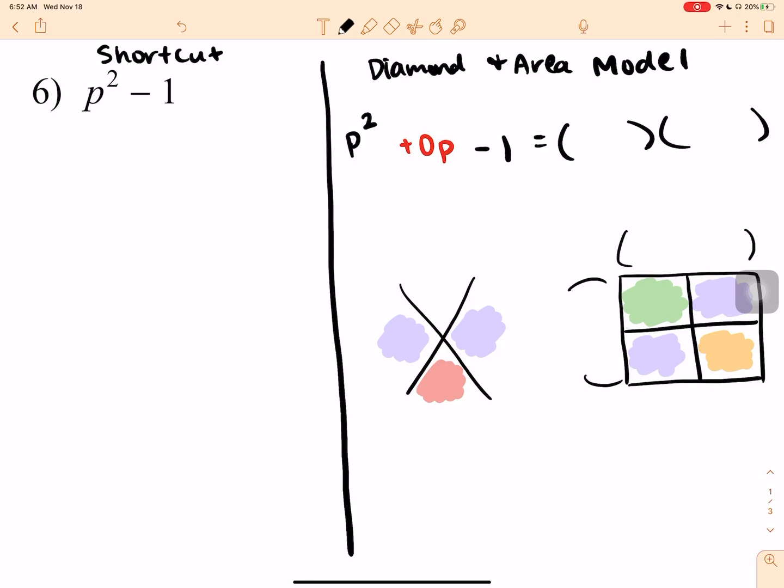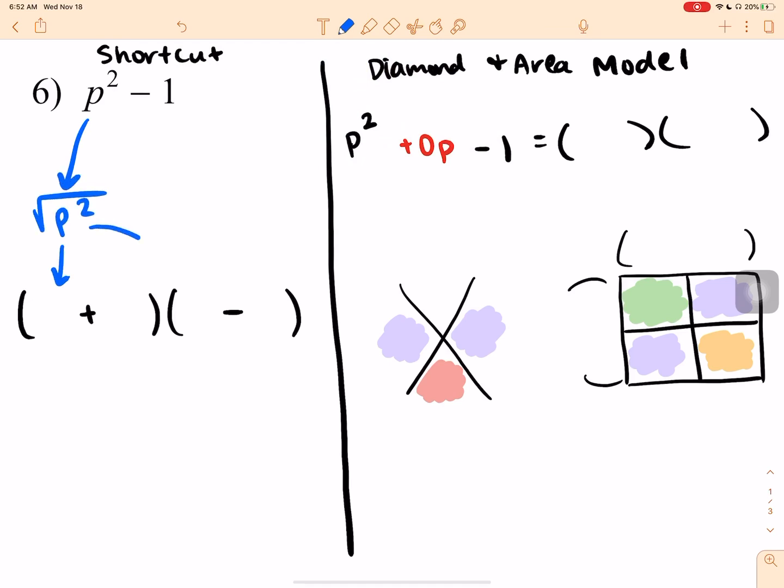I'm going to go ahead and do the shortcut first. So with difference of squares, I know it's going to be some quantity plus something, and then minus something. So the first box I do, I take the square root of p squared, and that is what goes here and here. The square root of p squared is just p.